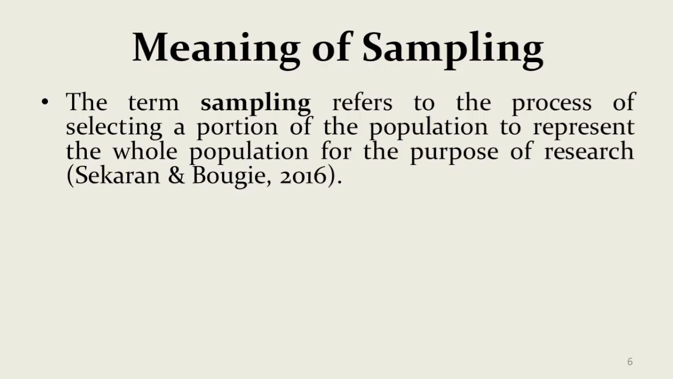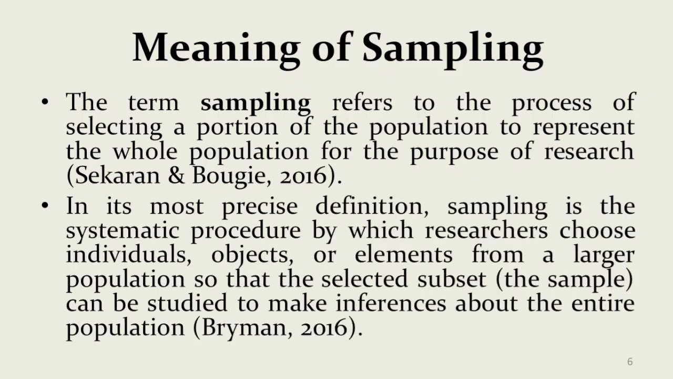The term sampling refers to the process of selecting a portion of a population to represent the whole population for the purpose of research. In its most precise definition, sampling is a systematic procedure by which researchers choose individuals, objects, elements, or households from a larger population so that the selected subset, or the sample, can be studied to make inferences about the entire population. That means the selected samples are representative of the entire population.